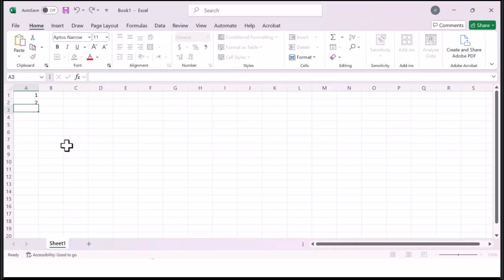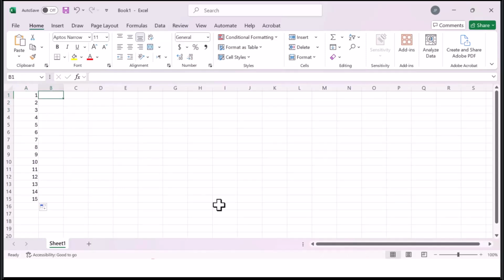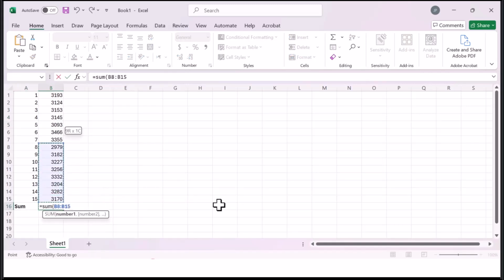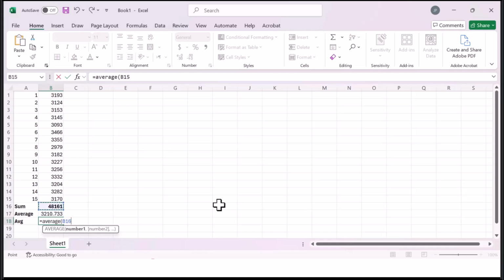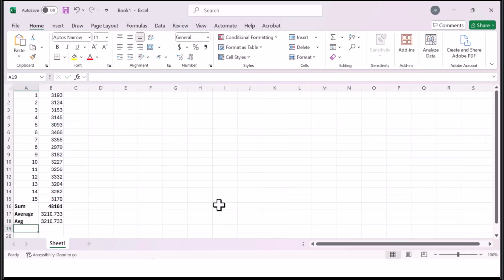So we have 1 up to 15, and our values are 3193, 3124, 3153, 31... Okay, so first, the sum of all, right? Then the average is equal to this one divided by this one, right? And also we can use AVERAGE in Excel, and you can select all together. You can see the same.